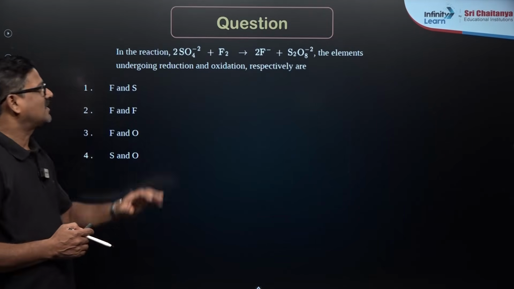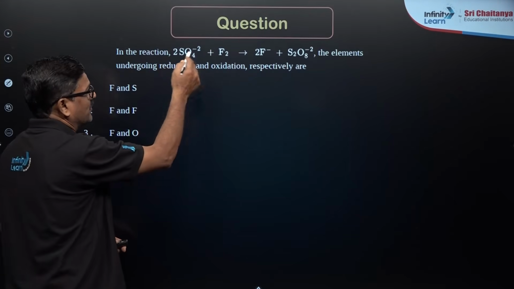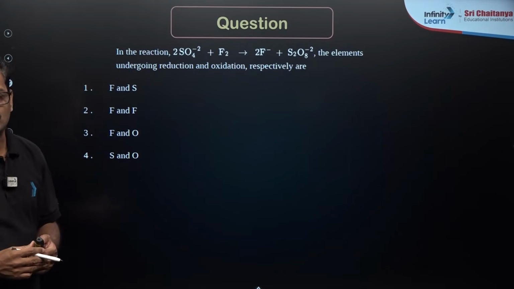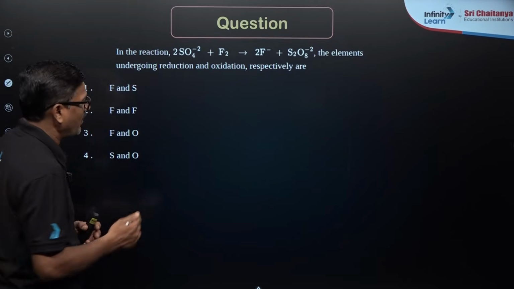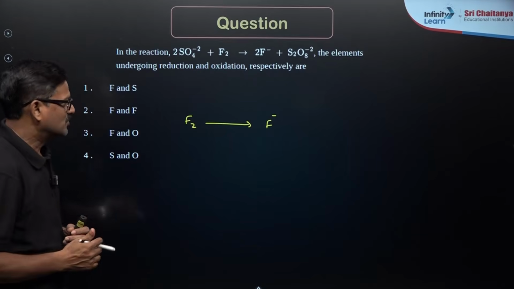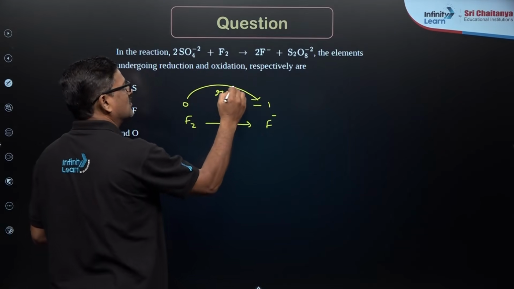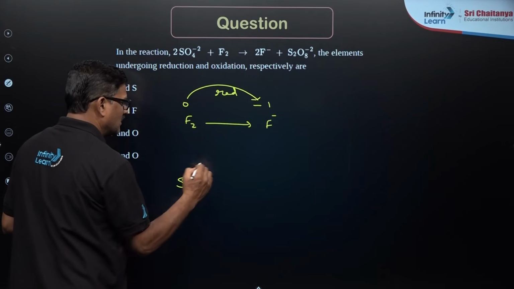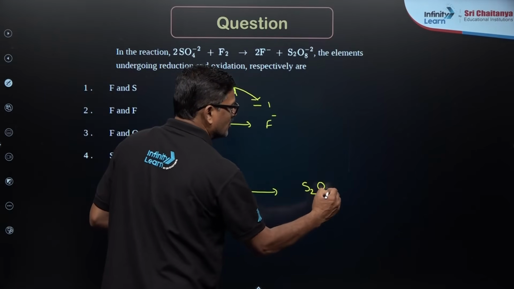Students, this question is asking about redox reactions. In the redox reaction, SO4 2- plus F2 gives rise to F- and S2O8 2-. The element undergoing reduction and oxidation respectively. F2 is converted into F-. So 0 oxidation state to minus 1 oxidation state. This process is called the reduction process. And in SO4 2-, oxygen shows here minus 2 oxidation state. You are going to get S2O8 2-.